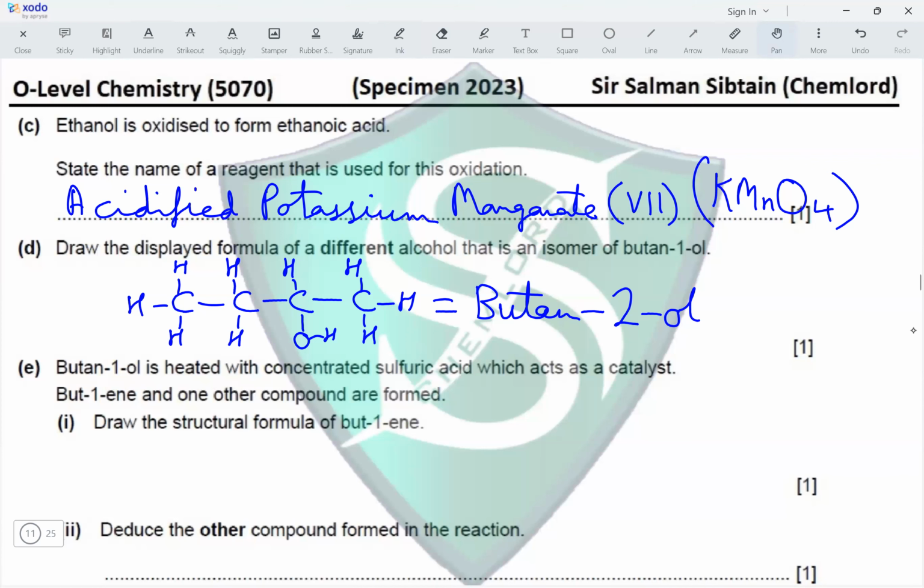But-1-ene shows that the double bond is present on the first carbon atom, so we draw it like this. And there are 4 carbon atoms. So we complete the structure by adding the remaining hydrogen atoms to the structure of but-1-ene. This is the structure of but-1-ene. And they've also asked in the second part, to name the other compound formed in this reaction. And like we had already discussed, butane-1-ol undergoes dehydration to form but-1-ene, in which a water molecule is removed.